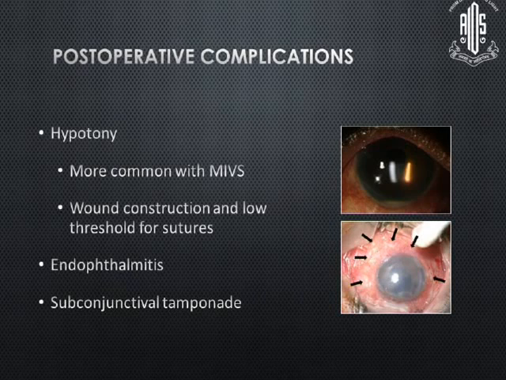Wound construction and having a very low threshold for sutures are important. Even if you notice a little bit of leak, it's always better to err on the side of putting a suture rather than having your pride at stake and developing a hypotony or endophthalmitis later. Endophthalmitis is going to be dealt with later. Subconjunctival tamponade is of mention because if you have a MIVS and your oil leaks into the subconjunctival space, it usually forms these clumps which cause chronic irritation. It is extremely difficult to remove.